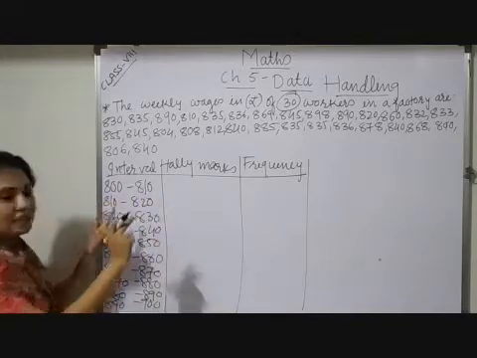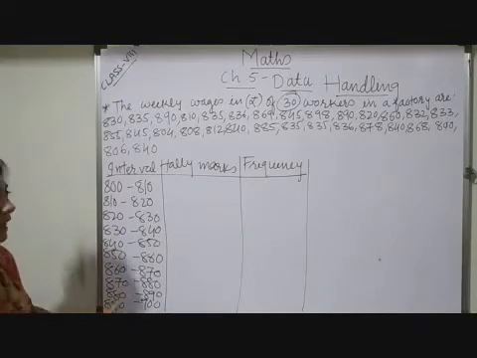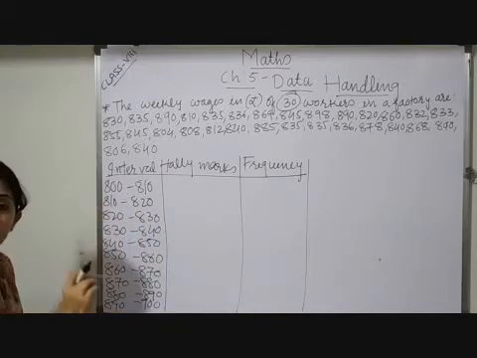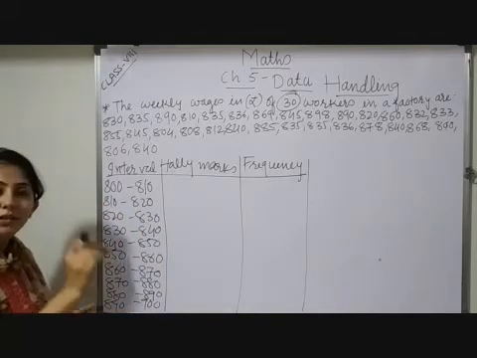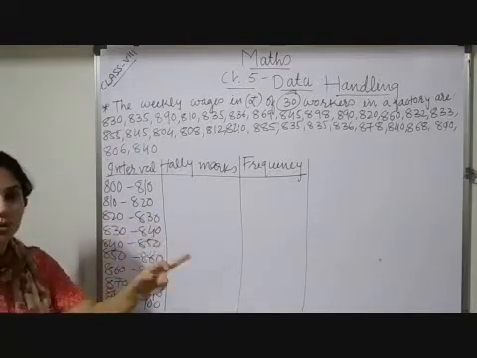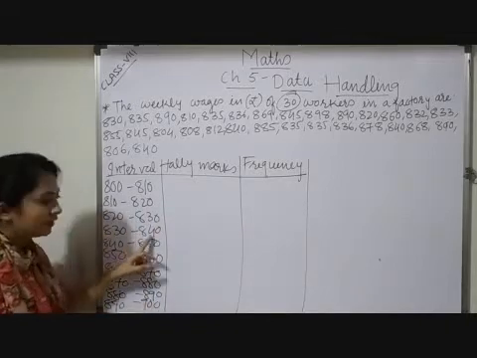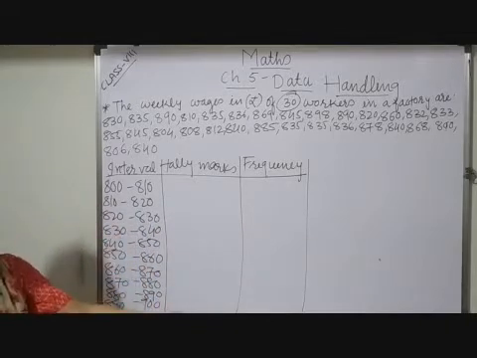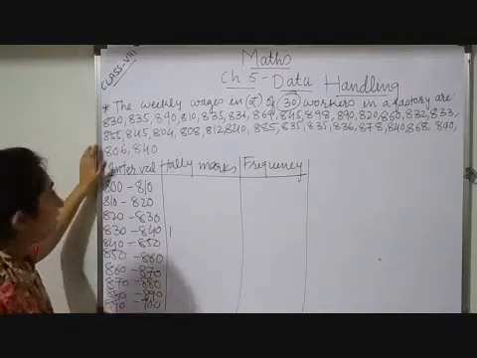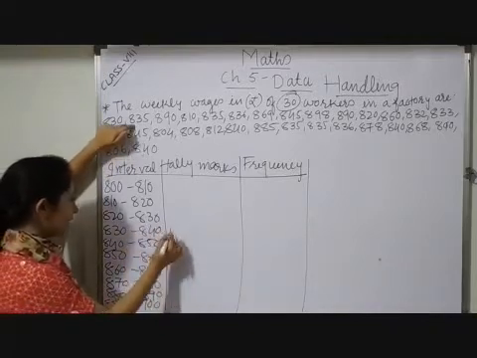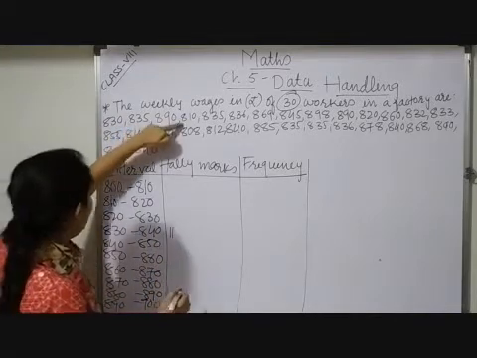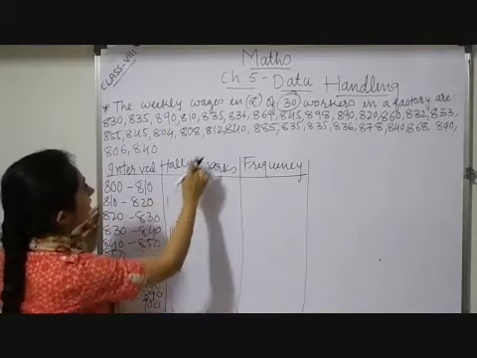800 to 810 means 800 to 809 entries you will do in the first interval. 810 to 820 means 810 to 819 entries you will do in the second interval. 820 to 830 means 820 to 829 entries will come here. 830 to 840 means 830 to 839 entries will come in the fourth interval. So 830 is there, and this one will come in the fourth interval. Then 835 will again come here. 890 will come here. At last, 810 will come here in the second interval.